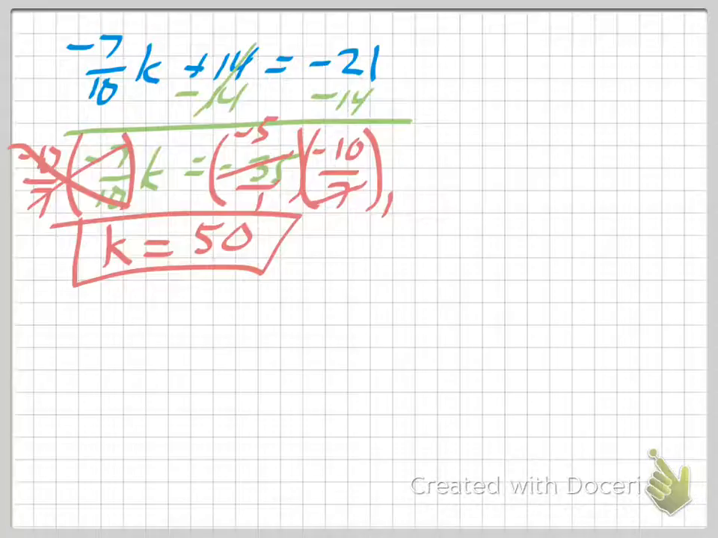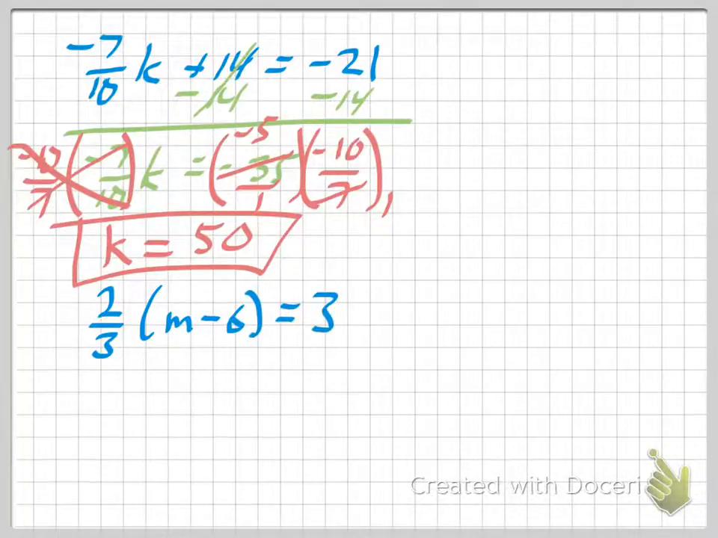Okay, why don't you go ahead and try one on your own. I'd like you to try 2/3 of the quantity m minus 6 equals 3. And actually, I changed my mind. I'm going to do this one for you for two reasons. There's two different ways to solve this one.